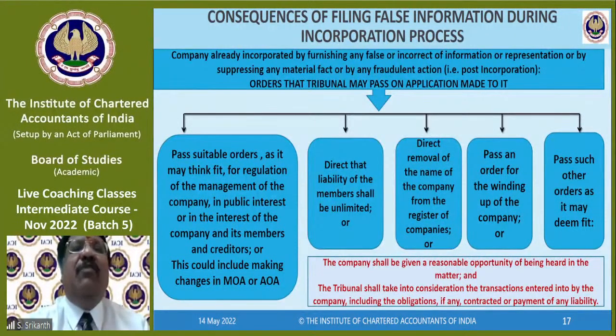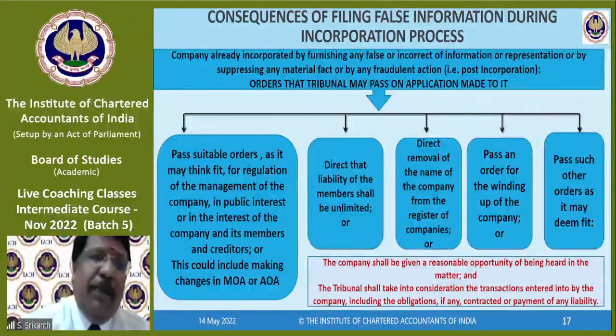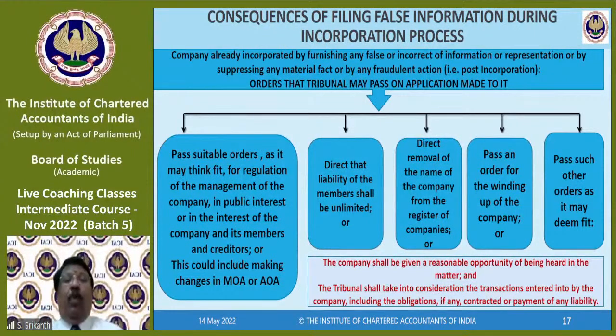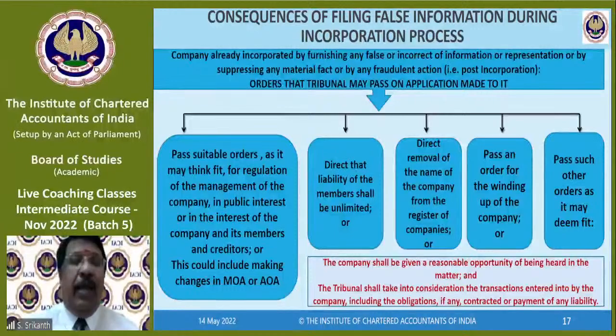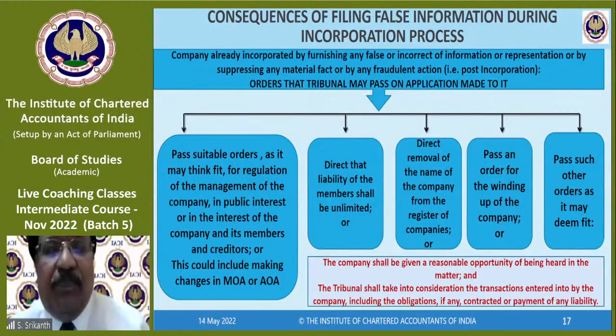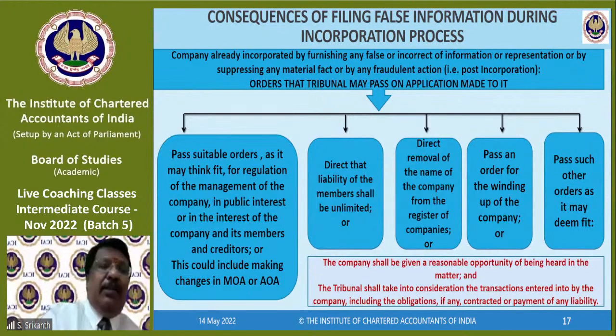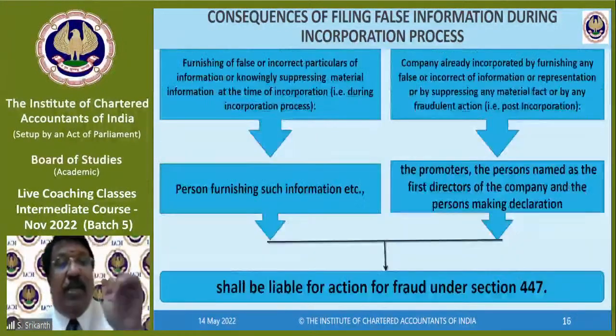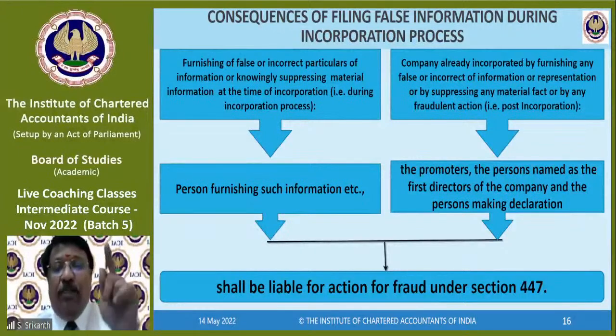See, it could be that the false information was given by a few people. They can be removed. The remaining people who are genuine can continue. All that can be done by the tribunal. But once it is shown that there is false or incorrect information, then the registrar should apprise the tribunal and the tribunal will pass such orders. In addition to penalty, this is in addition to penalty, right?